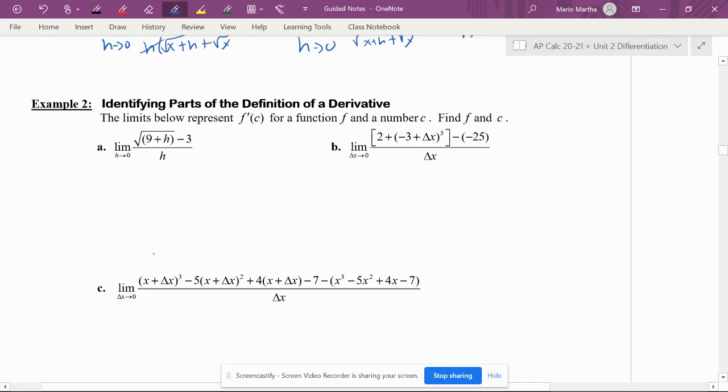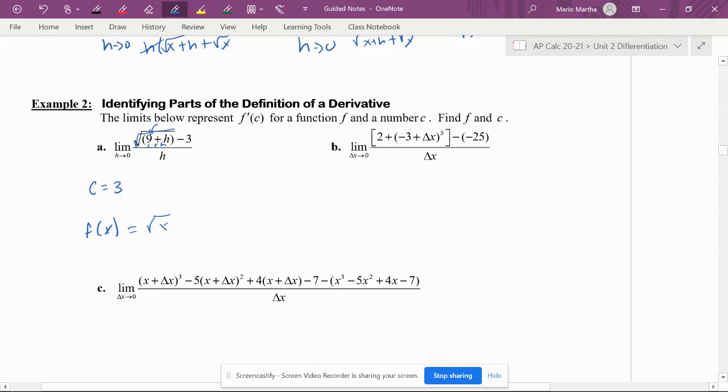So here, if you look at it, inside, that should be considered our c value. So c equals 3. And then for f of x, you can identify, right? If this is going to be c plus h in here, this is our function, and that's f of x equals the square root of x.